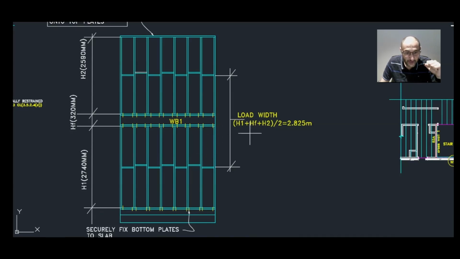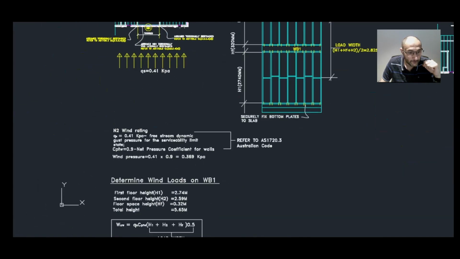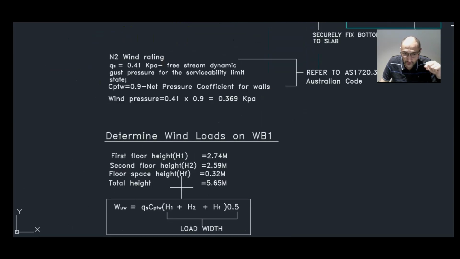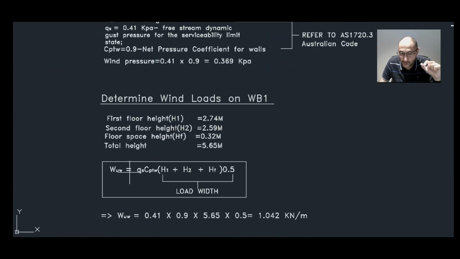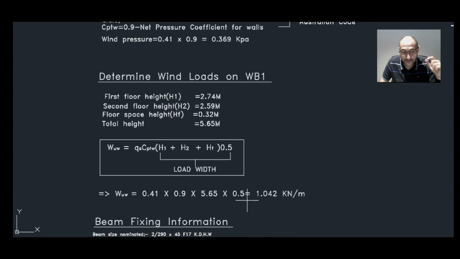Now the effective width for WB1 would then be H1 plus the floor height plus H2, divided by 2, and that will give us 2.825 meters. So then the uniform distributed load, WUW, on the wind beam is simply the design pressure multiplied by the effective load width, which would then give us 1.042 kilonewton per meter.